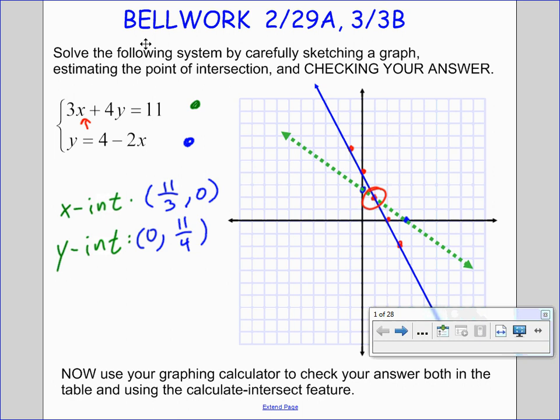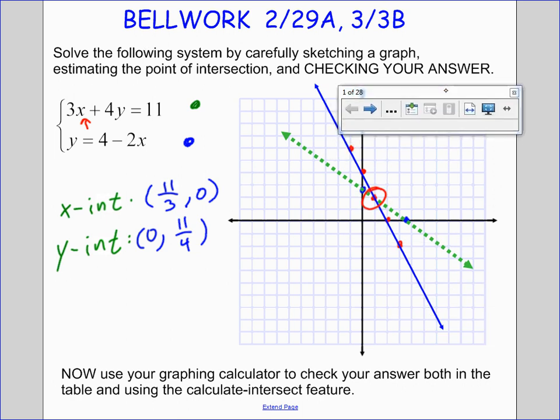Great, thanks. Hands down. Rachel? We can check the table and the calculator. Good. What else can we do to check? Megan? Plug the x and y values into the equation.